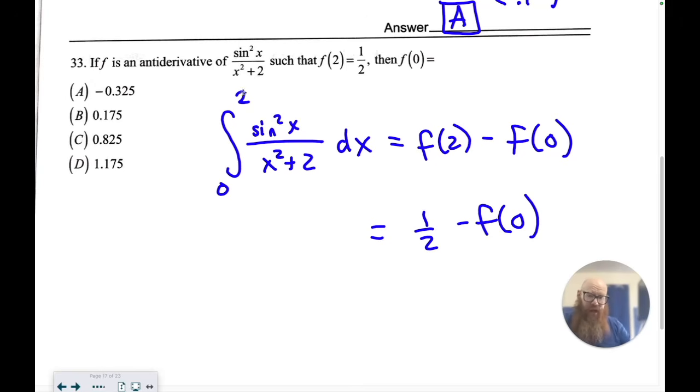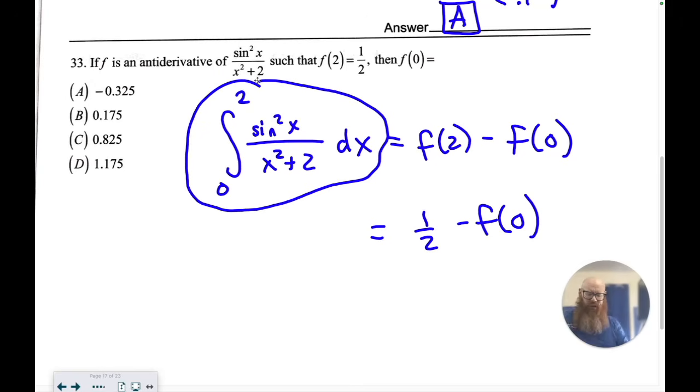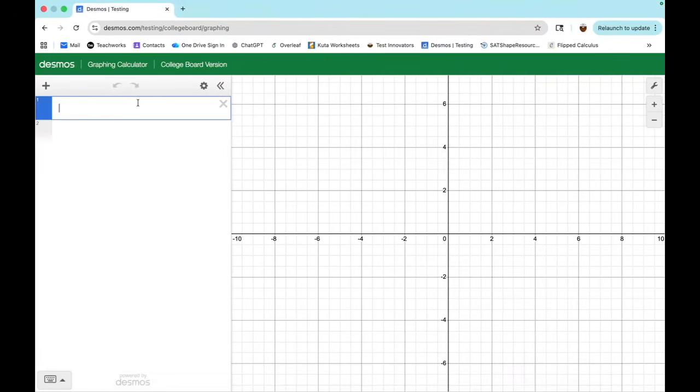So what we're going to do is to find this. This is a calculator problem. So I'm just going to do that in Desmos. So if I slide on over to Desmos, if you type in int, that gives you the integral symbol. So just a little shortcut there. And we're going from 0 to 2. And then we're making a fraction. And then I'm going to do sine of x quantity squared. And then on the bottom, I have x squared plus 2. And then make sure you put your dx, and you get your answer, 0.3252.